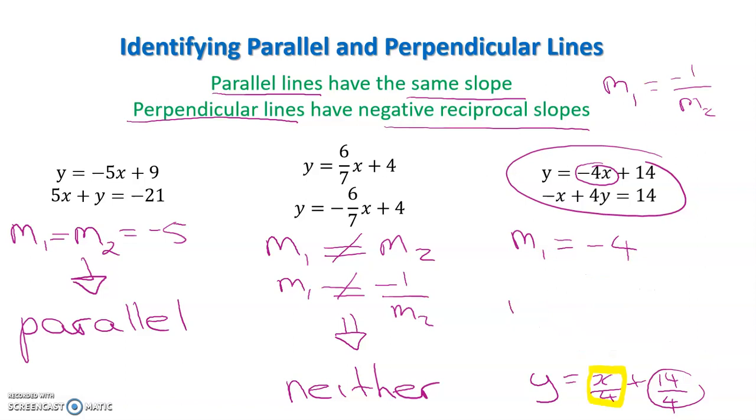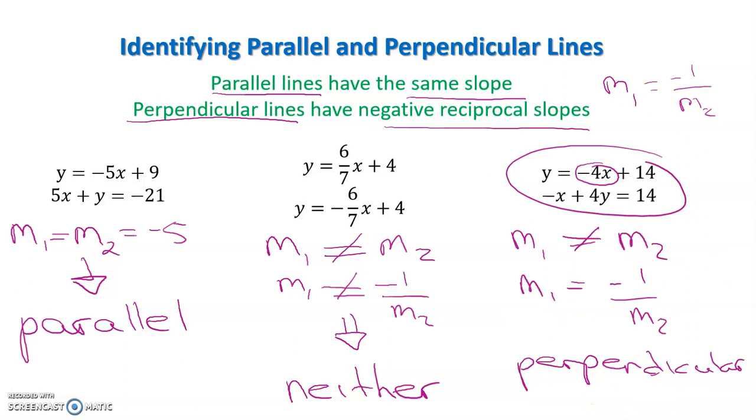So my slope here is 1 over 4, which is the negative reciprocal. Because if I flip this upside down, it becomes 1 over 4, and then I have to change the sign to make it the negative reciprocal, and a negative is a positive, so it is indeed positive 1/4. So therefore, these two equations are perpendicular.